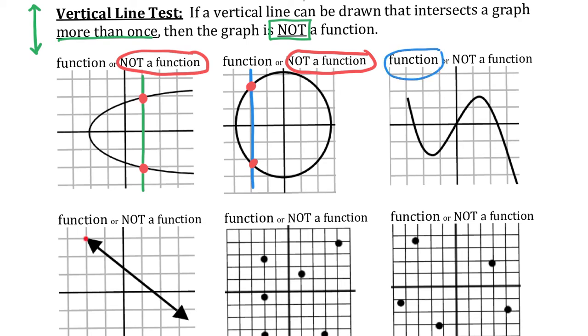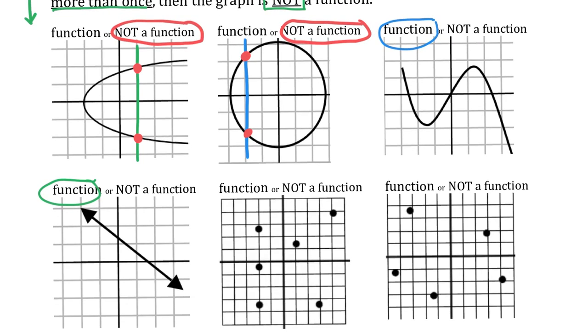Okay, let me check this line down here. If I drew a vertical line here, it would only intersect once. If I do it here, it only intersects once. I don't see any location I can intersect the graph multiple times with the same vertical line, so this is a function. Okay, let's go ahead and look at these ordered pairs.